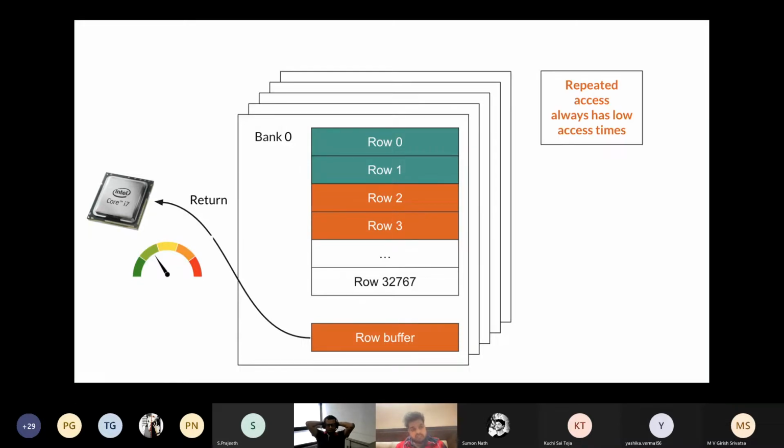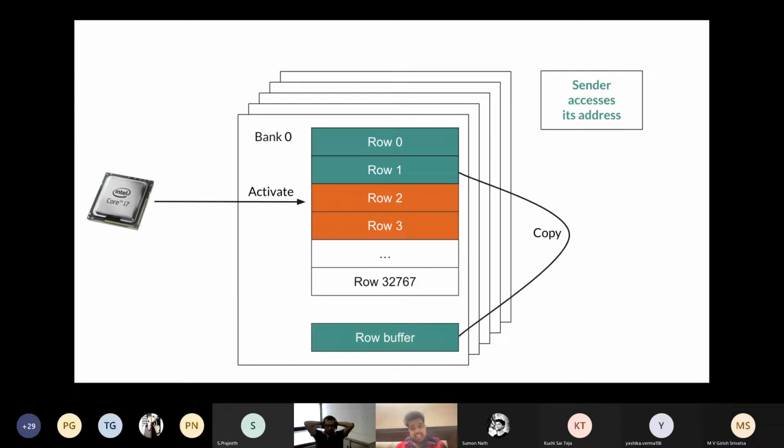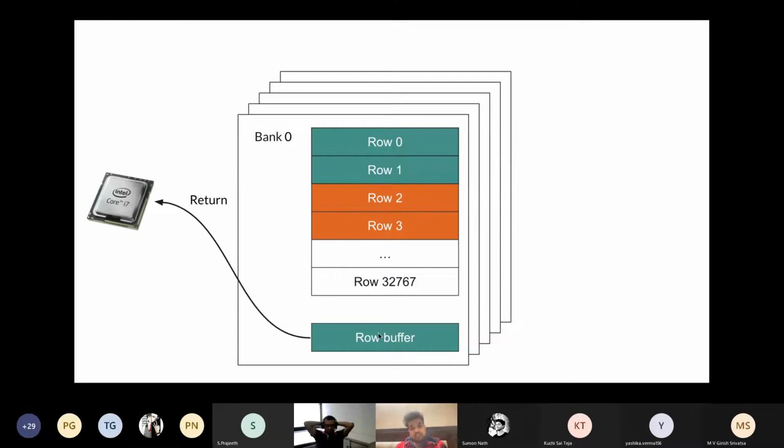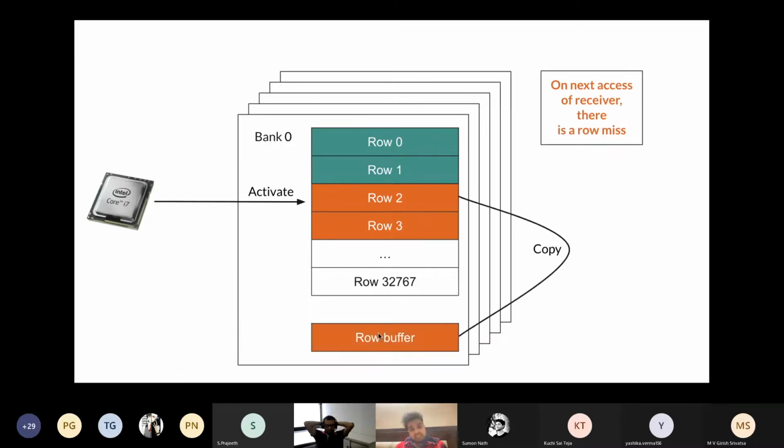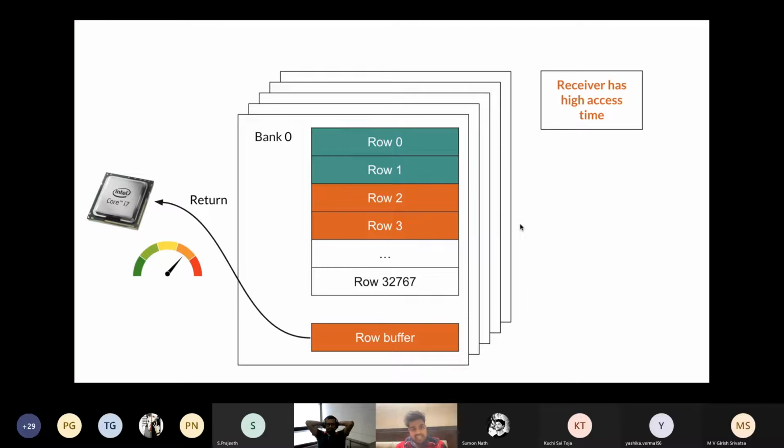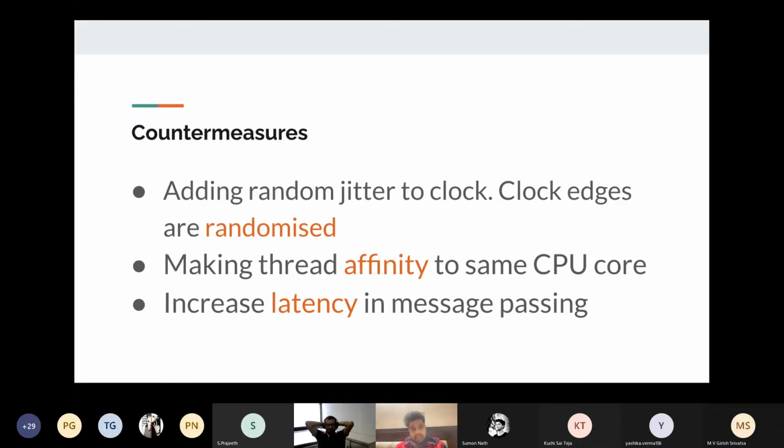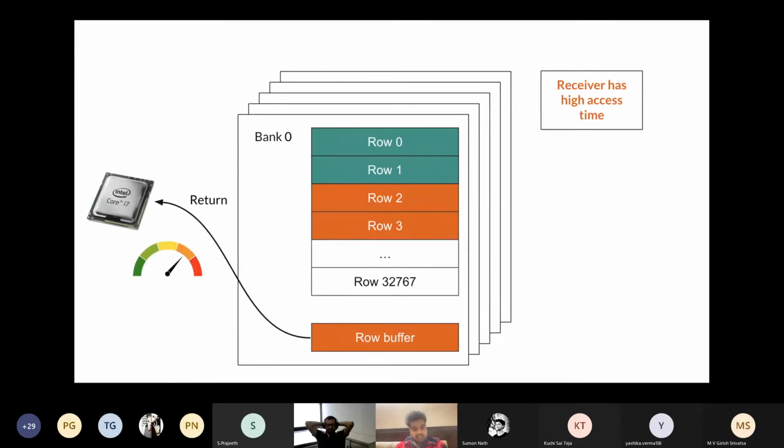Now, if the sender has to send a 0, it will do nothing. The receiver will just repeatedly access its row from the row buffer, get a hit, and get a low access time. So it can infer that the sender wants to send 0. On the other hand, when the sender wants to send 1, it accesses its address and loads it into the row buffer. Now the row of the receiver is no longer in the row buffer. So when the receiver wants to access its row, it is a row miss, and the access time is again high. So the receiver can infer that the sender wants to send 1. This is how they are communicating.